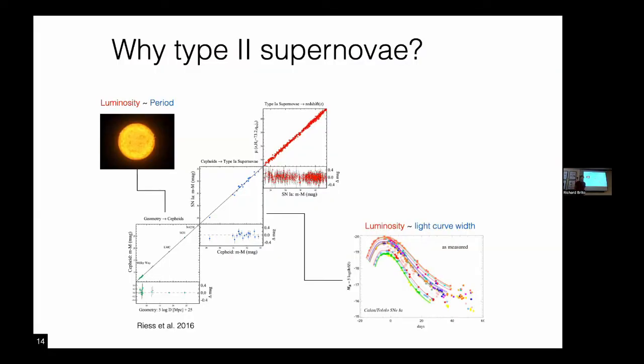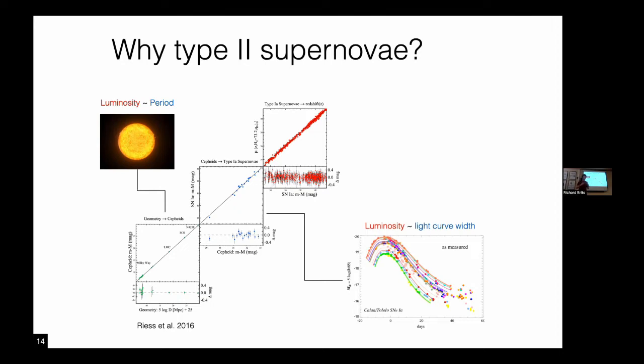So why do we use type 2 supernovae? What everybody knows is used for cosmology is type 1a supernovae, right? And that's the usual picture that you know. You have the distance ladder for geometry, like parallaxes, and with that you calibrate the Cepheids. Cepheid distances then calibrate type 1a supernovae. And the reason that we have to calibrate the type 1a supernovae is that they are excellent relative distance indicators. So we can make use of this luminosity light curve width relation to standardize them.